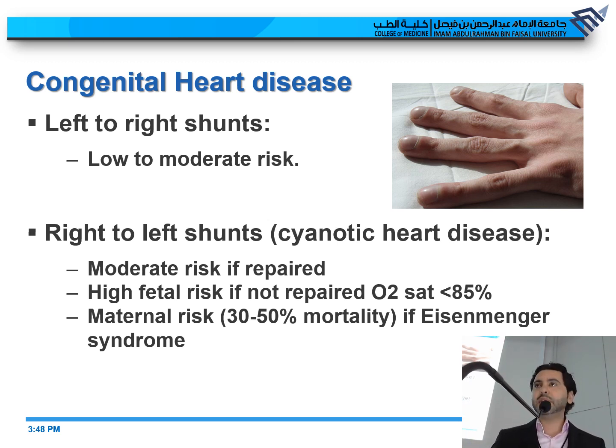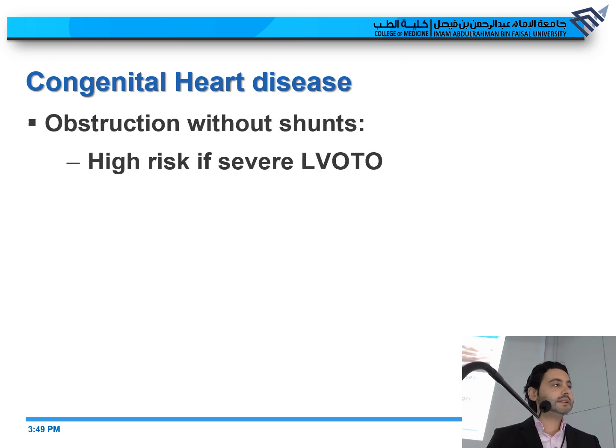If it is not repaired, it's a moderate risk if repaired. If not repaired, mother is cyanosed, oxygen saturation less than 85, there is a fetal risk of fetal death, growth retardation, etc. And if it is associated with Eisenmenger, i.e., it starts as a left to right shunt, with time there is pulmonary hypertension, then now you have a reverse shunt, it's now right to left. The risk of death is 50%. So again, no pregnancy.